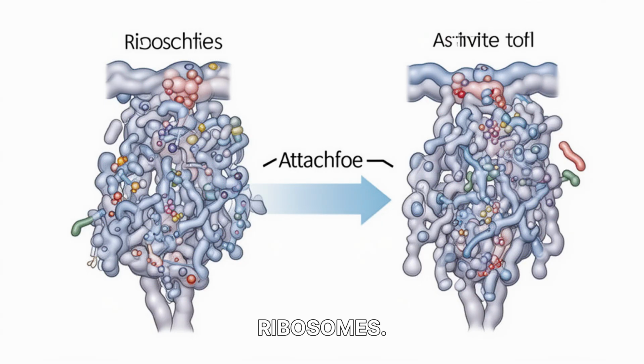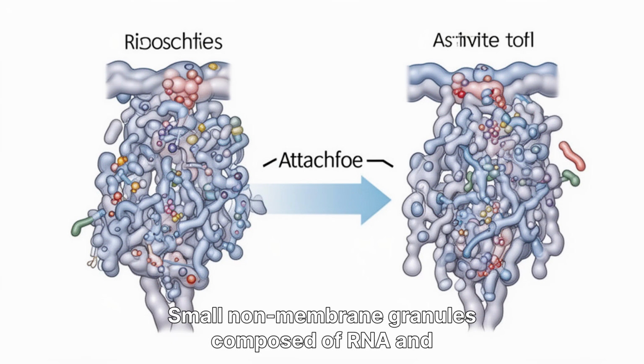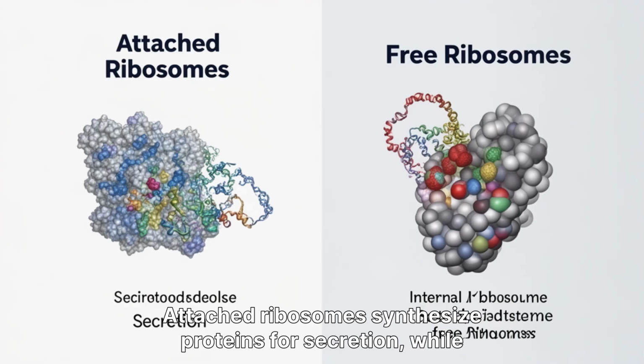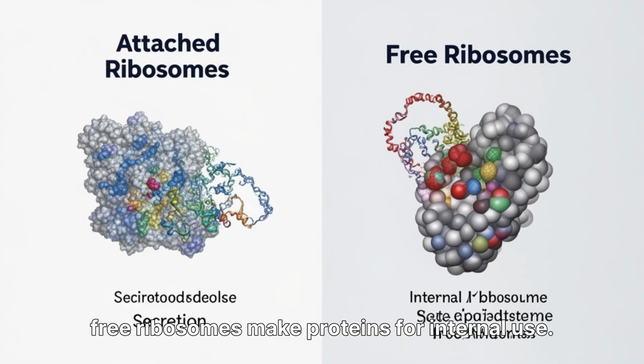7. Ribosomes, small non-membrane granules composed of RNA and protein, acting as protein factories. Attached ribosomes synthesize proteins for secretion, while free ribosomes make proteins for internal use.